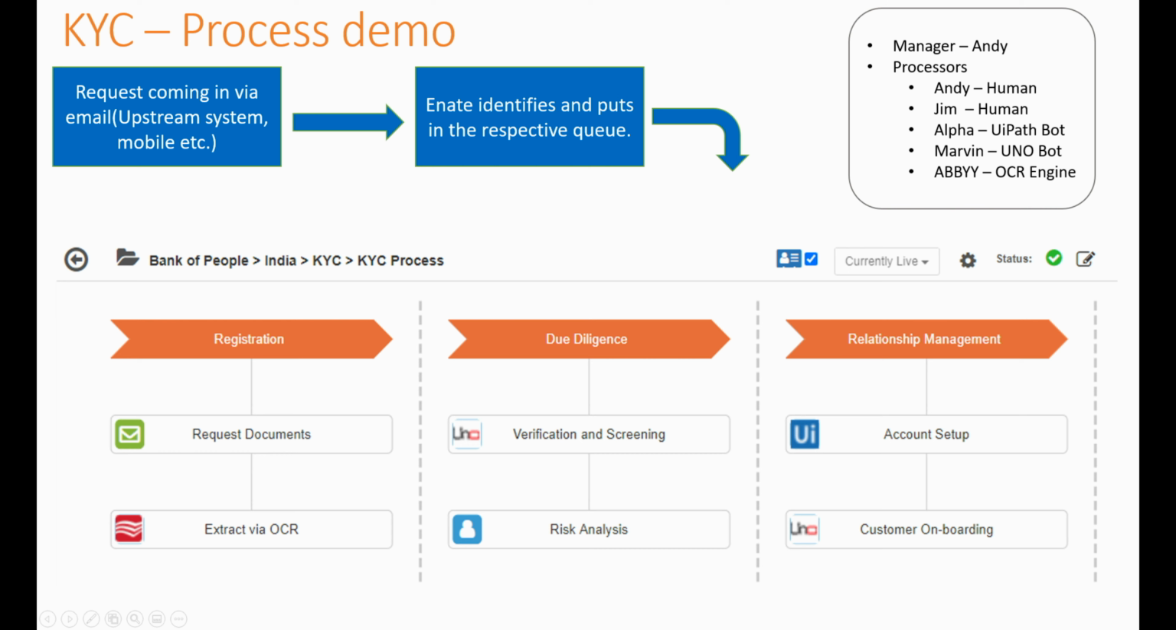You can also plug and play multiple OCR, artificial intelligence, and machine learning bots at different points in the process to deliver end-to-end process automation while controlling and managing it all centrally. In this example, the extract via OCR is an Abby task, which processes a digital document and passes the extracted data into an Excel for the Uno bot for further processing.